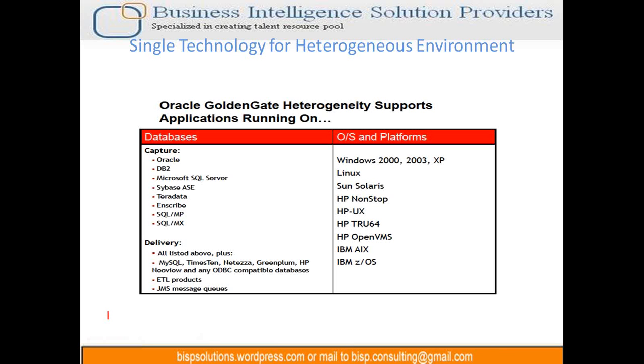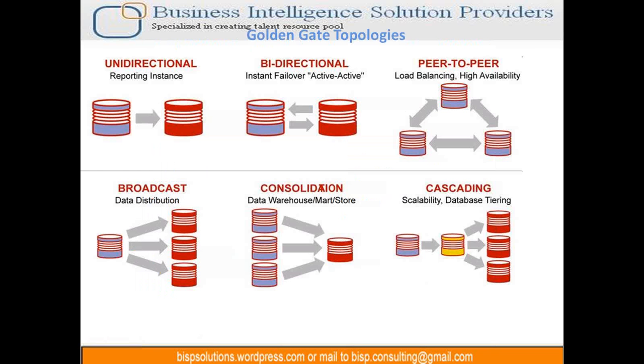These are all the operating systems covered by Oracle Goldengate, and you can see it covers most of them: Windows, Linux, Sun Solaris, different versions of HP, then IBM AIX, and Linux. All kinds of Linux are covered, Red Hat, SUSE, and others. Now these are the topologies which Goldengate is supporting.